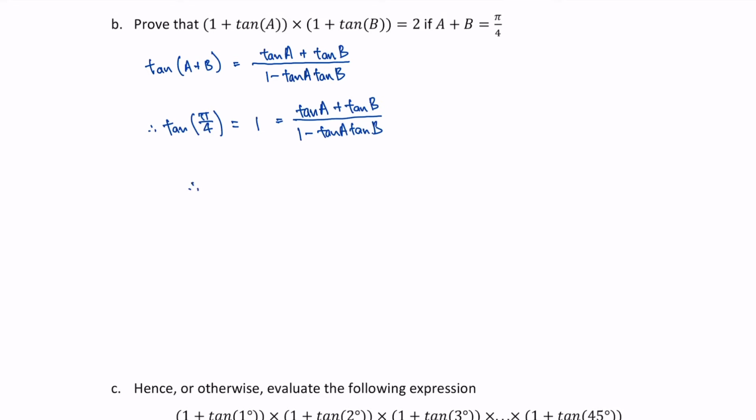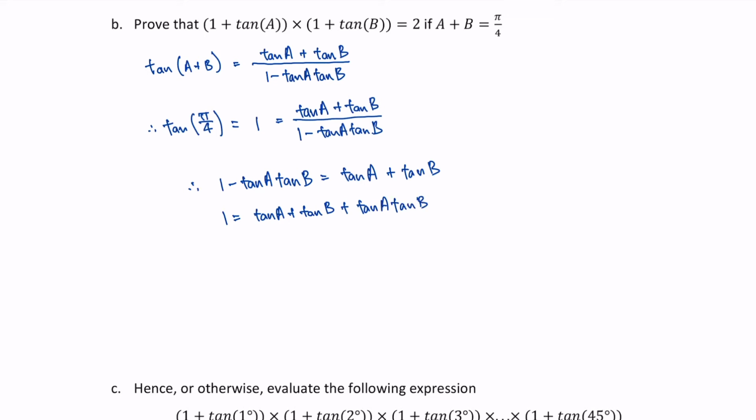This implies that 1 minus tan of A tan of B is equal to tan of A plus tan of B. Now, if we bring the tan A tan B onto the right hand side, we can say that 1 is equal to tan of A plus tan of B plus tan of A times tan of B.